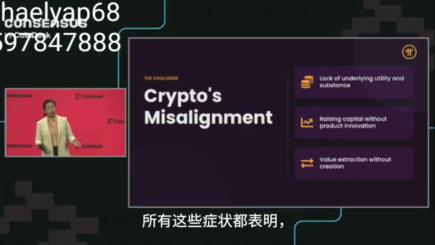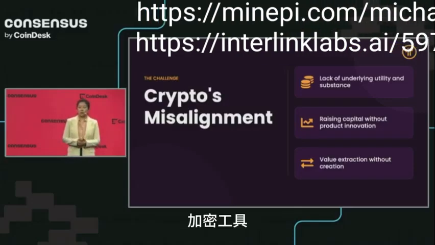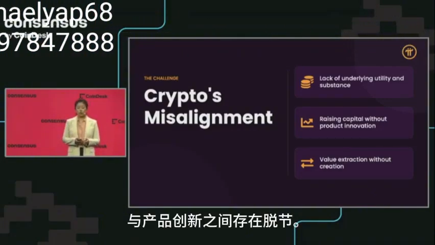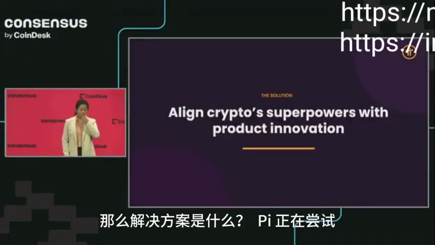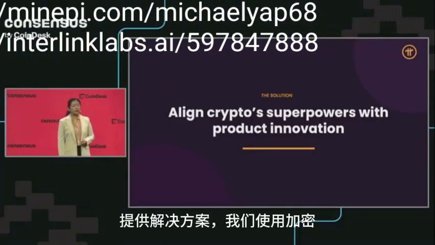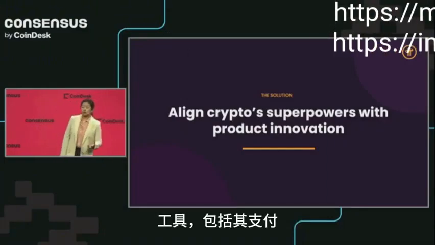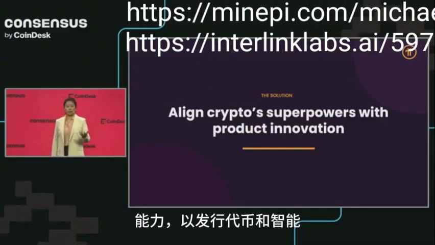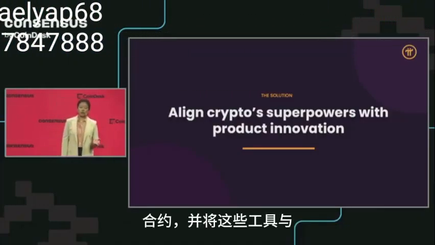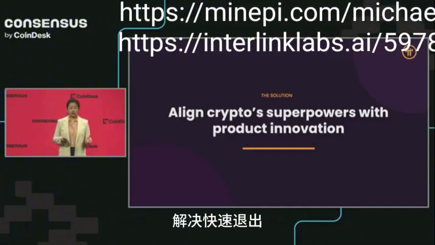But underlying all these symptoms, I see a misalignment of crypto tools with product innovation. So what's the solution? Pi is trying to provide answers. We use crypto tools, including their payment ability to issue tokens and smart contracts, and align these tools with the innovation that addresses the quick exits problem.